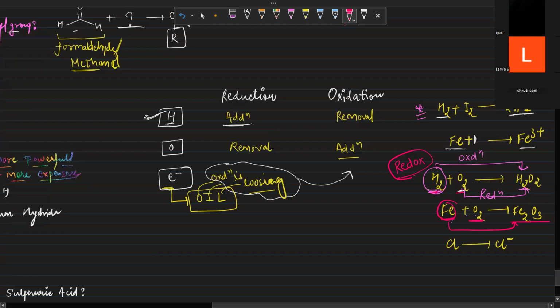So what will be the process? Is that reduction or oxidation? Oxidation. Yeah, oxidation. And this is the last, Cl converting into Cl minus. So in that case, you're adding charge, right? Or adding electrons. So that means reduction.